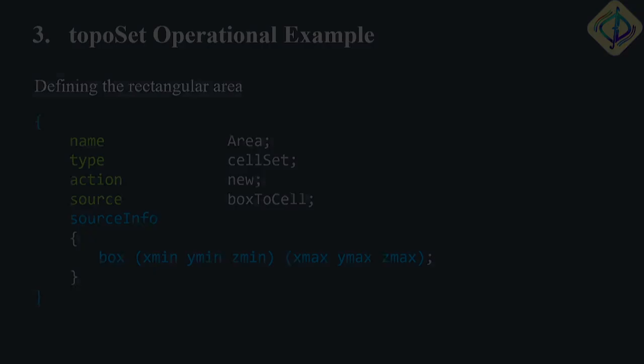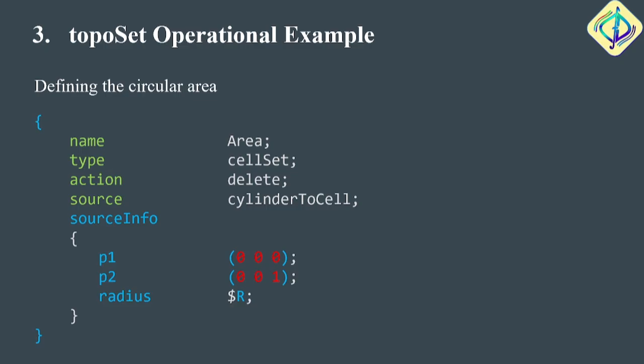Once you've defined the rectangular area, now you want to define the circular or cylindrical area. In this case, again, we're keeping the same name area, and over here you have type and action. But under action, if you notice, we've mentioned delete. So we want to delete the area that is used by the circular or cylindrical part. In the previous one we used boxToCell; in this one we're using cylinderToCell. The syntax for applying a cylinder is a bit different. You have to specify some points: your initial point, your ending point, and you have to specify the radius. The radius is r. We'll look at this in the meantime.